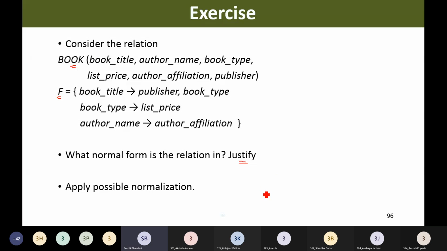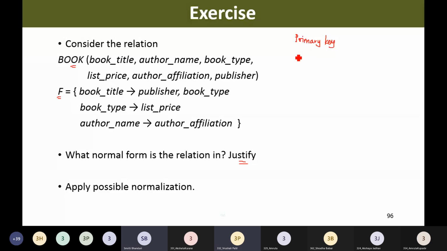Fine. Now, what would be the first step? If I want to solve this, what would be the first step? How to solve this problem? What we need to do first is identify the primary key for the relation. So, what would be the possible primary key for this relation book?